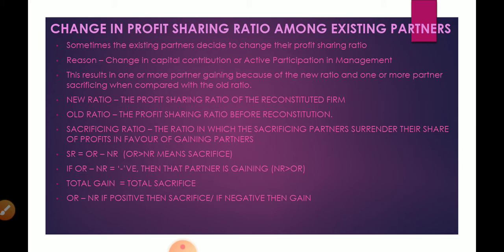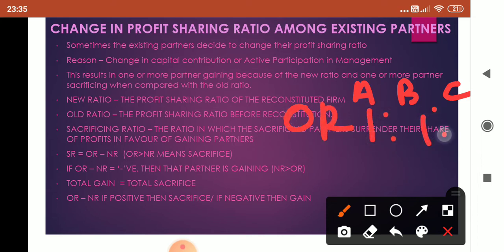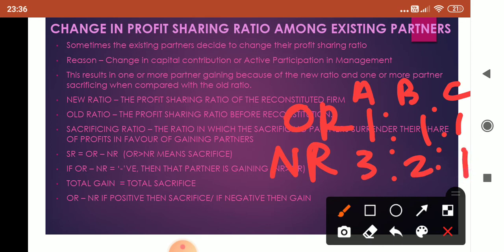Now, if you take my example, what was the example? You have three partners A, B and C. Their old ratio is 1:1:1 and their new ratio is 3:2:1. Now, what is A's old share? A's old share is 1/3.